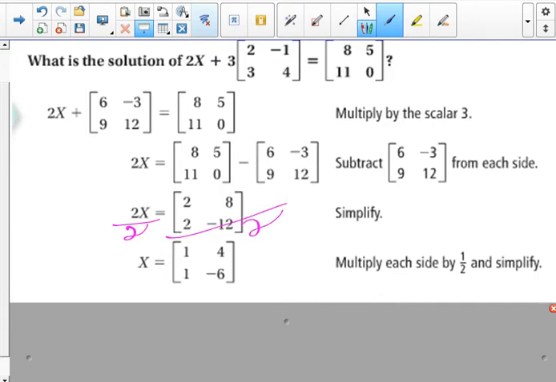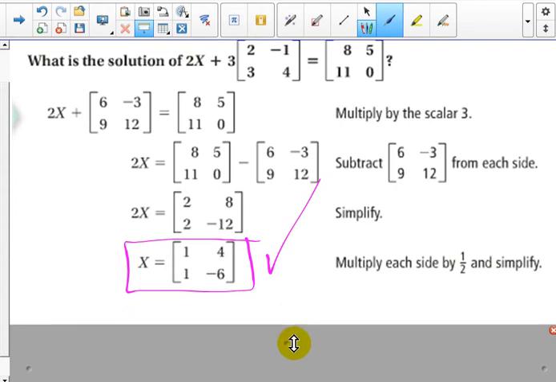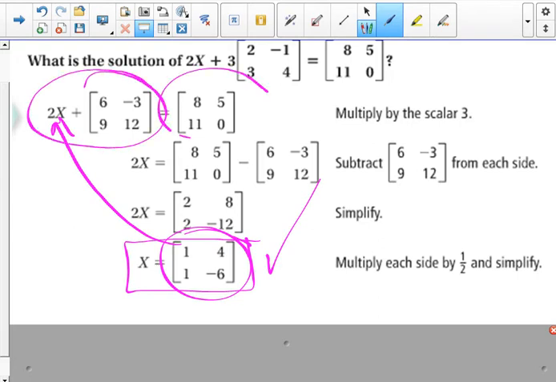What you do to one side, you must do to everything on the other side. So when we divide by 2, that goes to x, and then 2 divided by 2 is 1. 8 divided by 2 is 4. 2 divided by 2 is 1. And negative 12 divided by 2 is negative 6. And that's simplified all the way down. Our missing matrix is 1 and 4, 1 and negative 6. And if you wanted to check your work, what you would do is plug this matrix back in for x and see if that equals this.